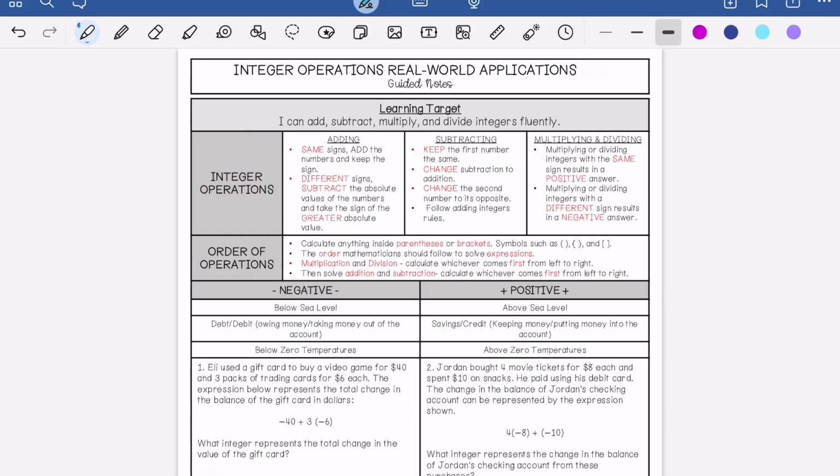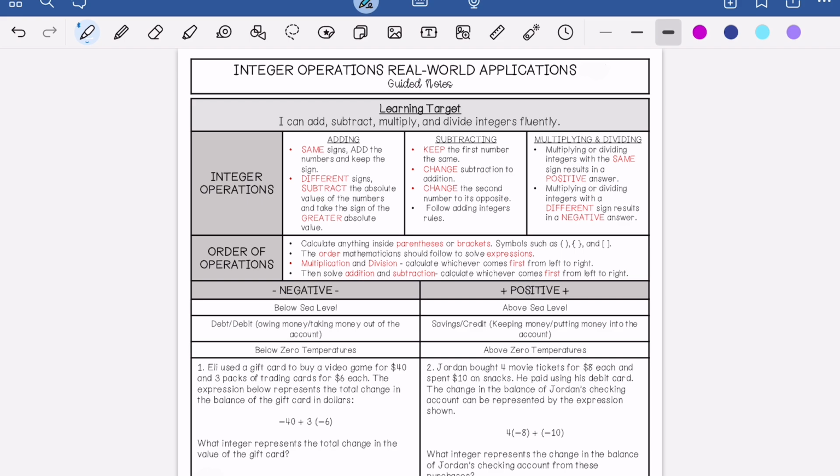We are going over integer operations, real world applications. The top of this handout is just reviewing the integer operation rules and then briefly talking about order of operations because we are doing multiple operations in one expression.